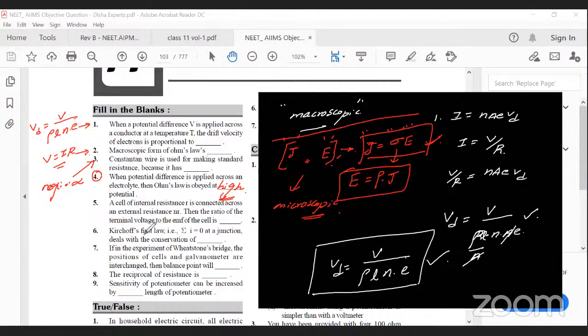Okay, so let's see the fifth one. A cell of internal resistance r is connected across an external resistance nr, n times r. Then the ratio of the terminal voltage to the EMF of the cell is. Terminal voltage to the EMF, we are going to find it.